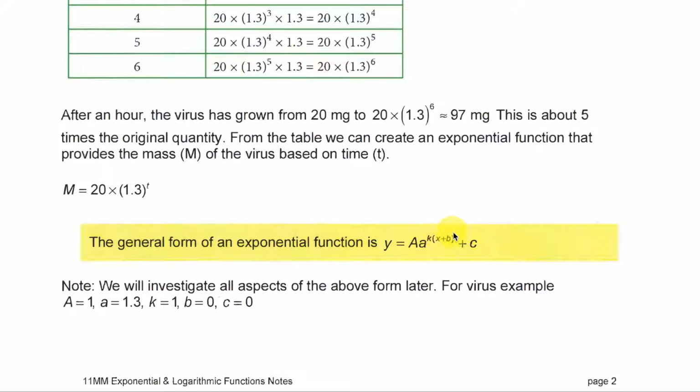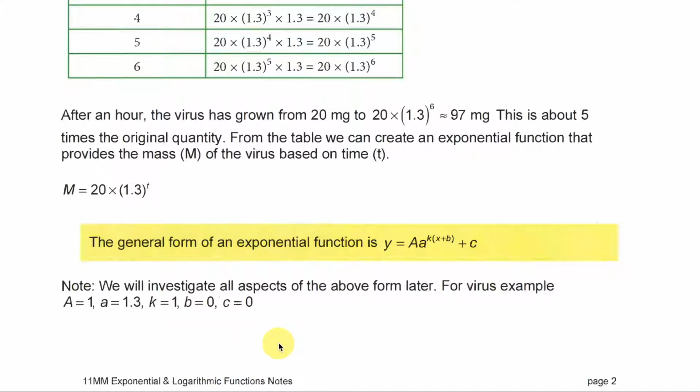And in this case, I've got the x plus b here and the plus c. So remember, the capital A represents the dilation factor running parallel with the y-axis. The lowercase k would represent a dilation factor of 1 over the magnitude of k parallel with the x-axis. The b takes into effect the horizontal translation, so shifting it left and right, and c takes into effect the vertical translation, shifting it up and down. And we'll go into specifics of that a little bit later on.